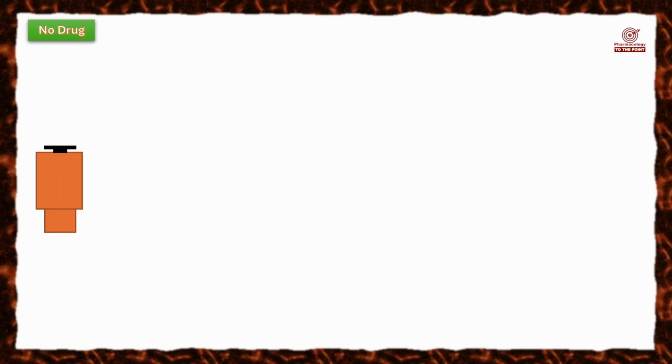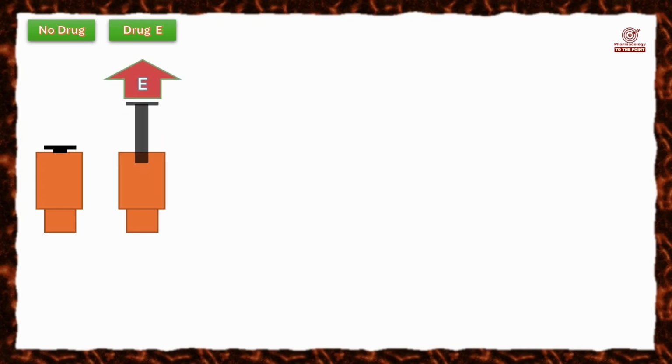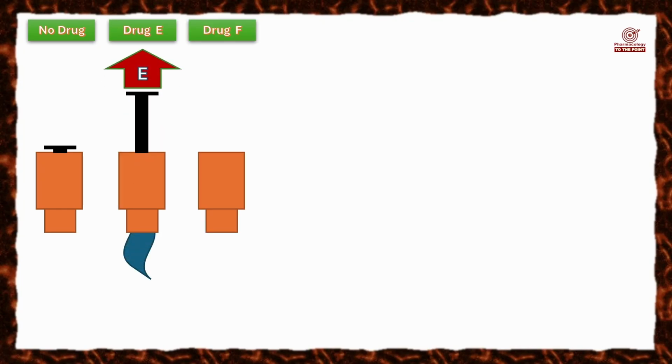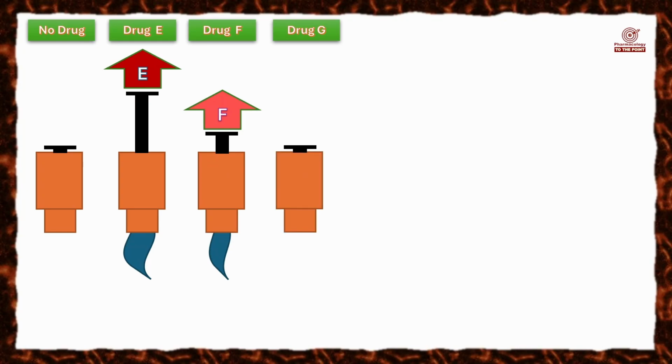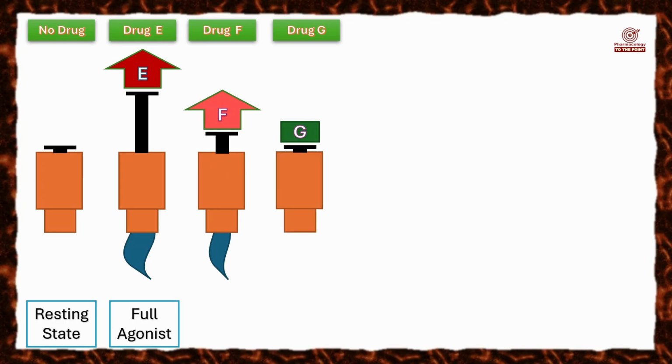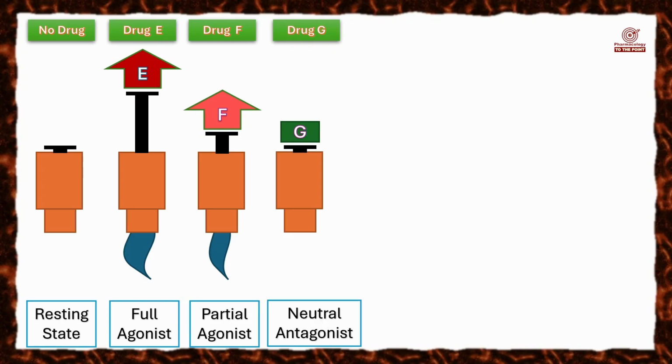Based on classical or traditional receptor theory, receptors were assumed to behave like an on and off switch. To understand this, let's imagine this tap representing a receptor in resting or off mode. Drug E opens the tap fully, whereas drug F could only partially open the tap. Drug G just sits on the tap and does nothing. In this case, drug E is a full agonist. Drug F is a partial agonist. Drug G is a neutral antagonist, meaning it has affinity but zero efficacy.